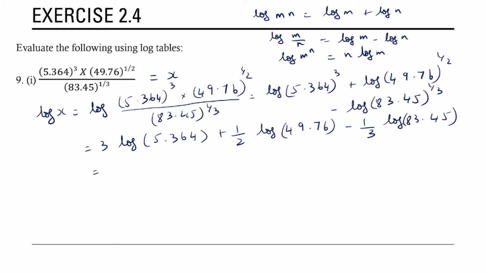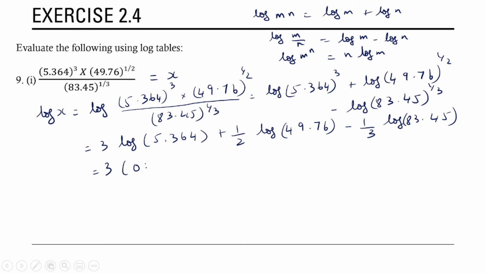So this is equal to, now we know how to find the log of each of these numbers, log 5.364, log 49.76, log 83.45. So after finding the log of all these numbers and simplifying, we will get the answer for log x. So from that we can find x is equal to anti-log of the answer. So now we will find the log of each of these and substitute. 3 into log of 5.364.